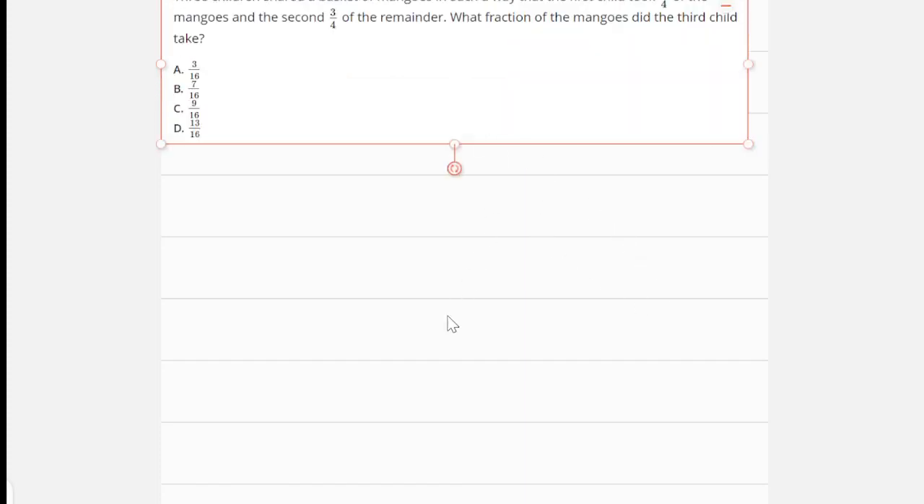So 3 children shared a basket of mango in such a way that the first took 1/4 of the mangoes. You understand? Now, let's say we don't know the number of mangoes. The fraction of a whole is 1, right? If the first took 1/4 of the mango, that is 1/4.